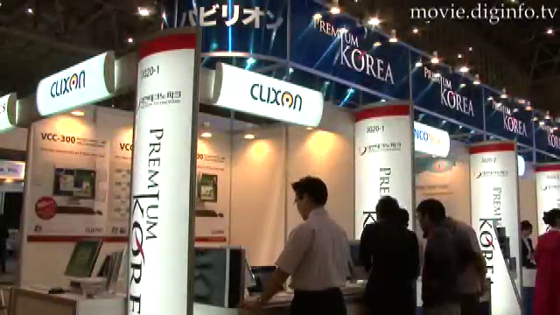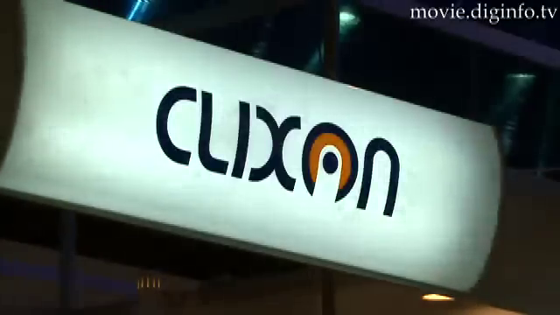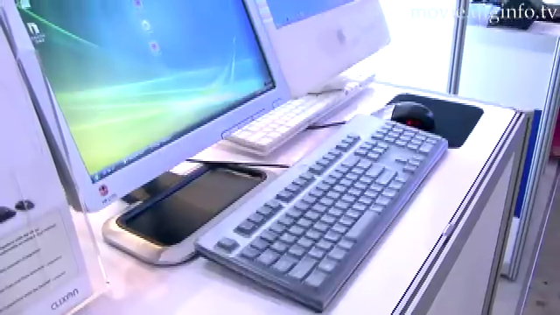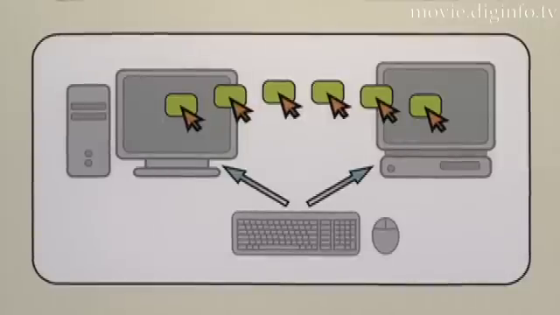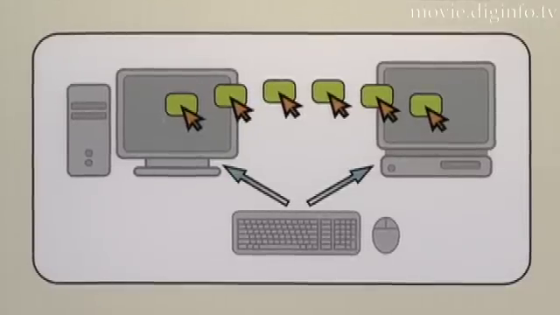The VCC400 from South Korea's CLIXON Corporation is a USB device that enables the sharing of the keyboard, mouse, and internet connection between two computers, even when they are running different operating systems.